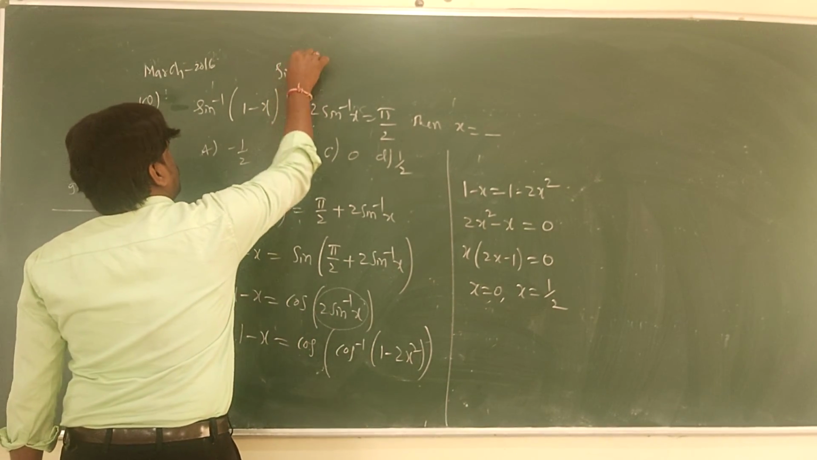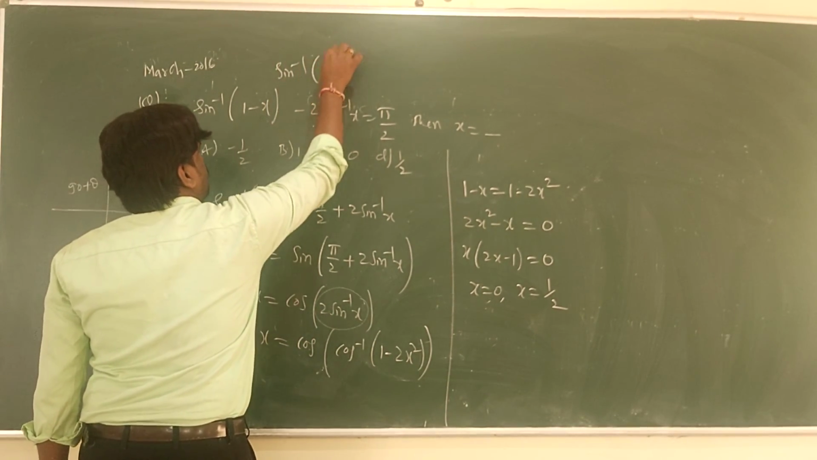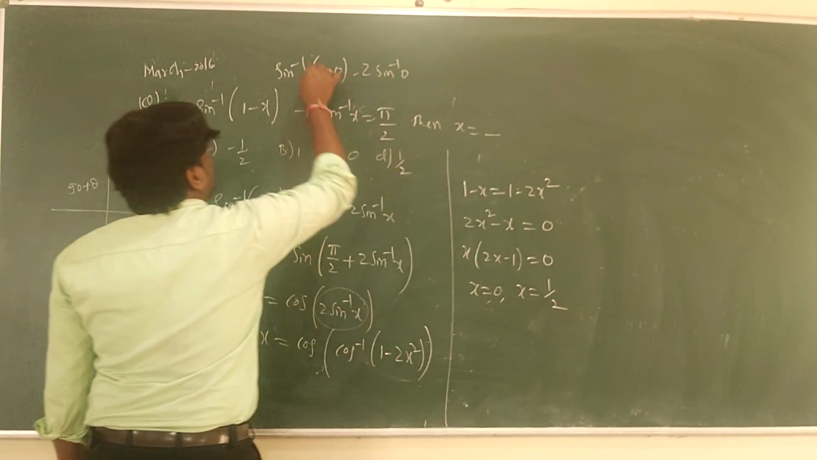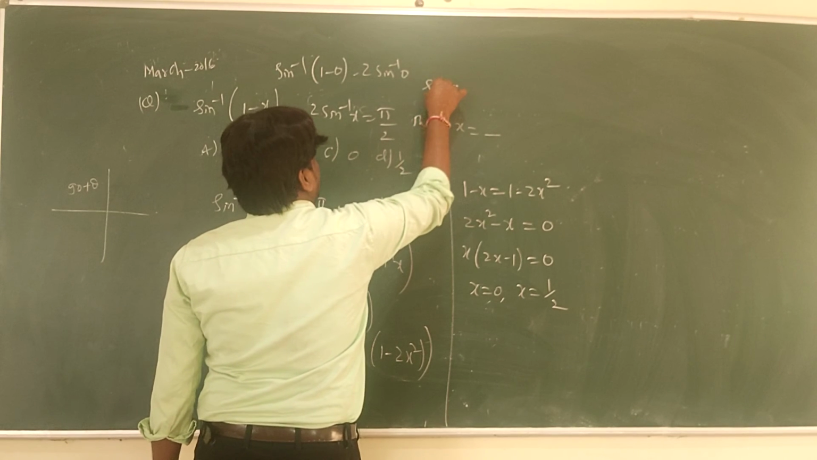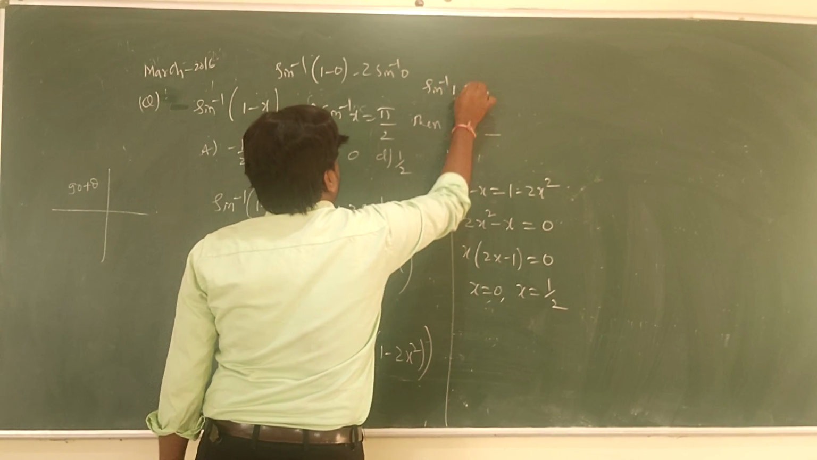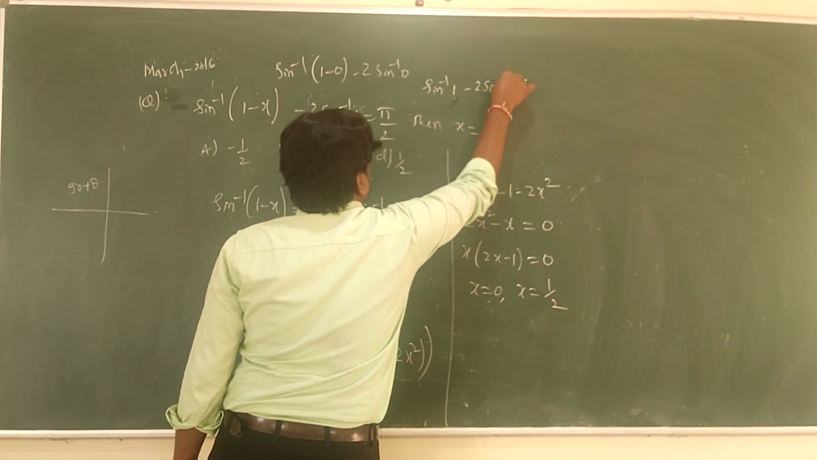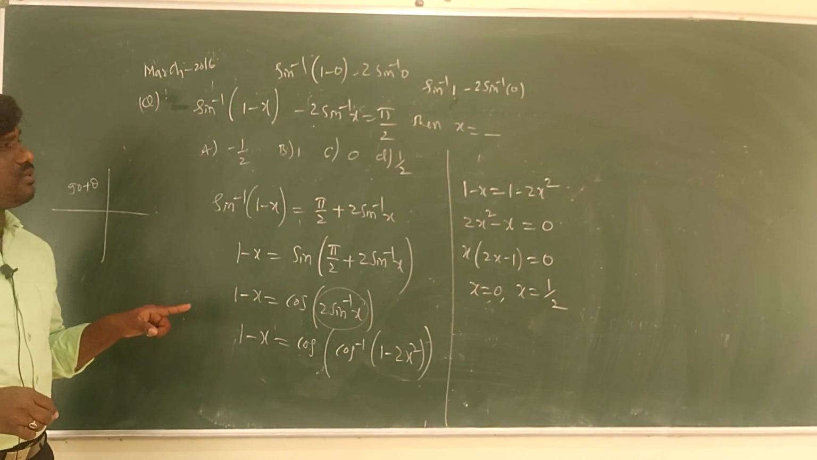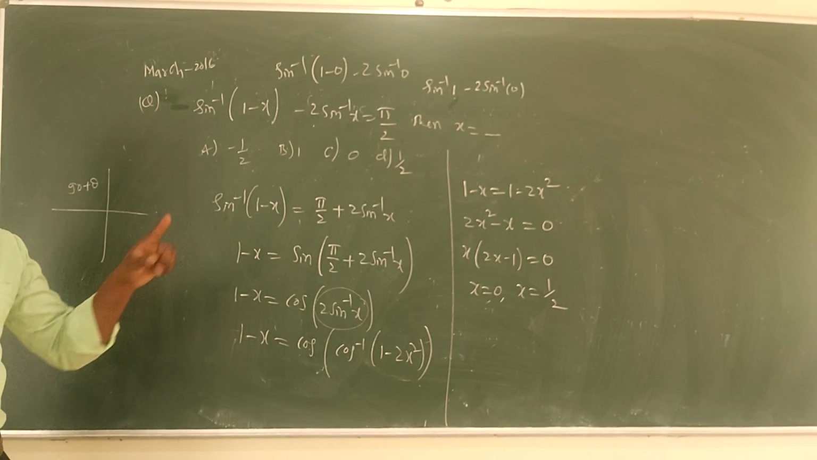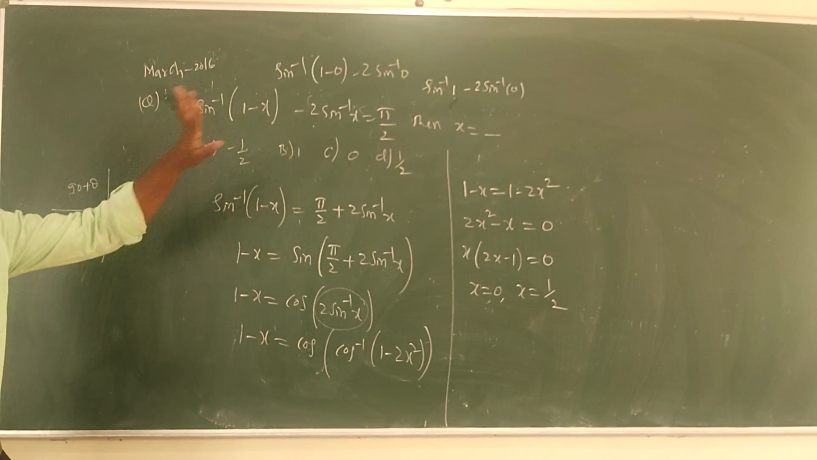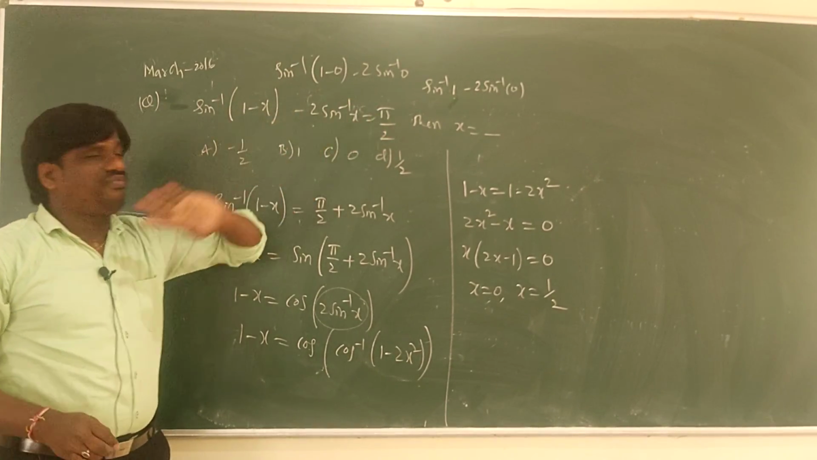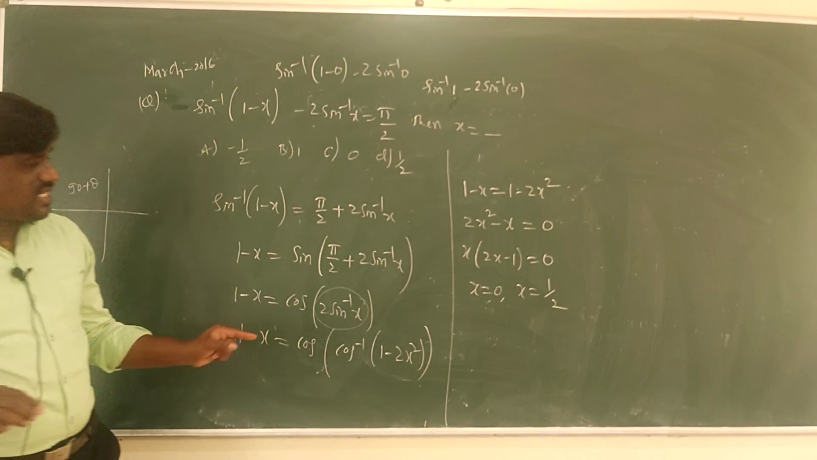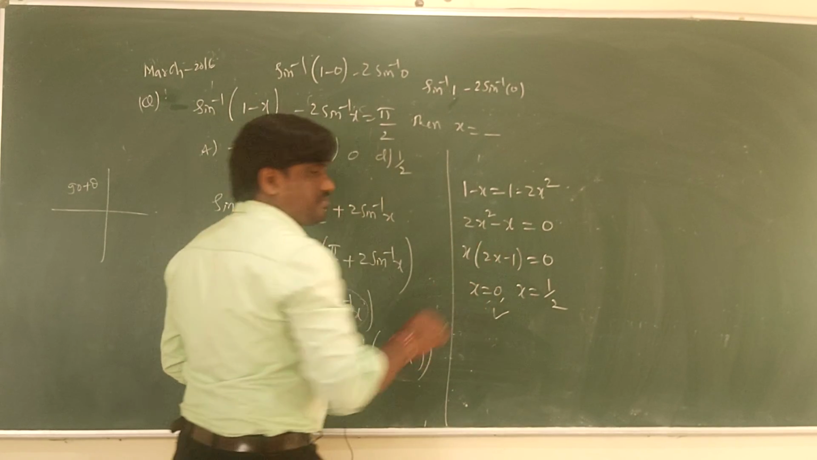Sine inverse 1 minus 0 minus 2 sine inverse 0. So you know that sine inverse 1 is how much? Pi by 2. Sine inverse 0 is 0, and 0 into 2 is 0. So the answer you got is pi by 2. So it is equal to pi by 2. Hence x is equal to 0 is the right answer.